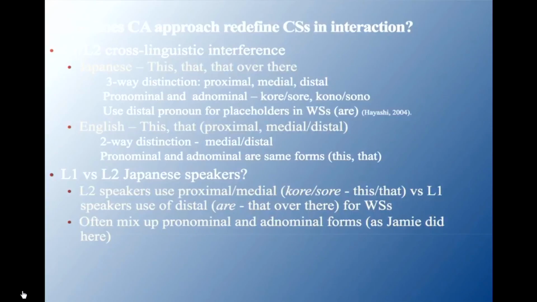Consequently, non-native speakers of Japanese often have difficulty correctly deploying demonstratives as communication strategies. Non-native speakers often mix up the adnominal or pronominal forms, as Jamie did in this excerpt. She should have used kore rather than kono.